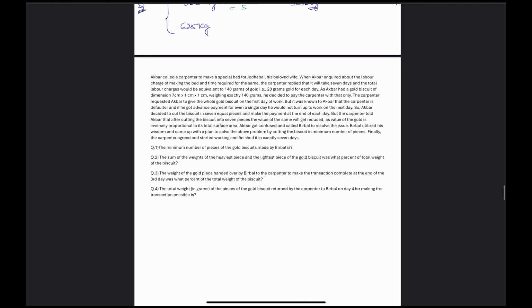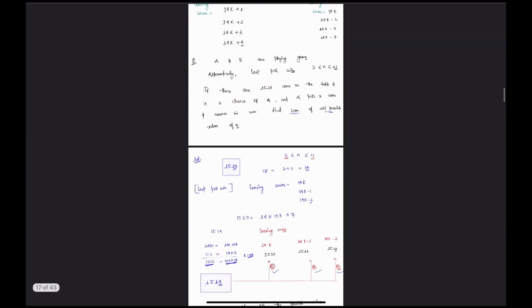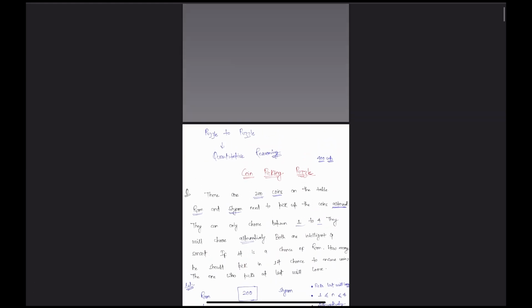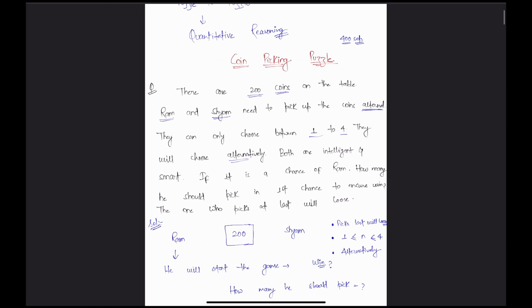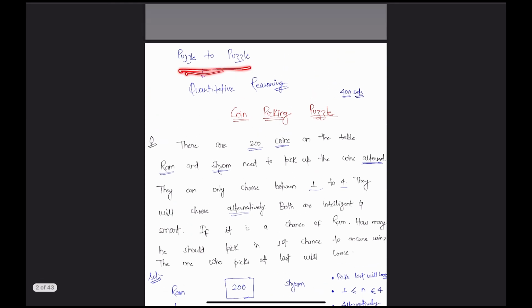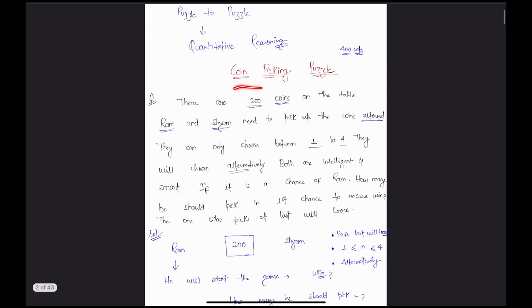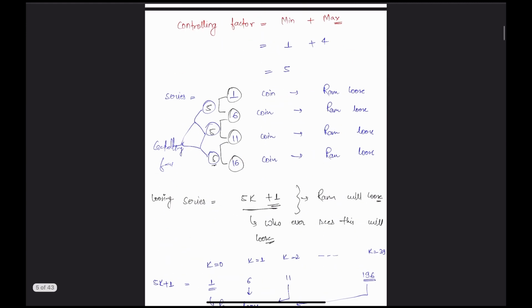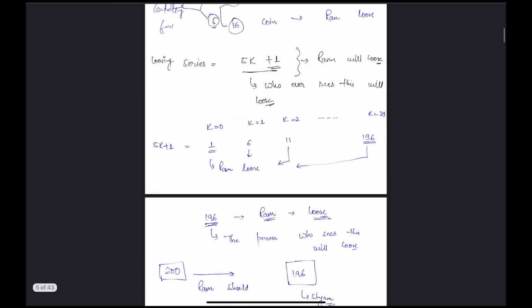So in the continuation of the same, let's revise whatever we have done as of now, so that we will have the grasp. We started with puzzle to puzzle in quantitative reasoning, and we solved some questions on the coin picking puzzle. We have done all the different conditions, how we think about solving this with the help of the controlling factor, minimum plus maximum.